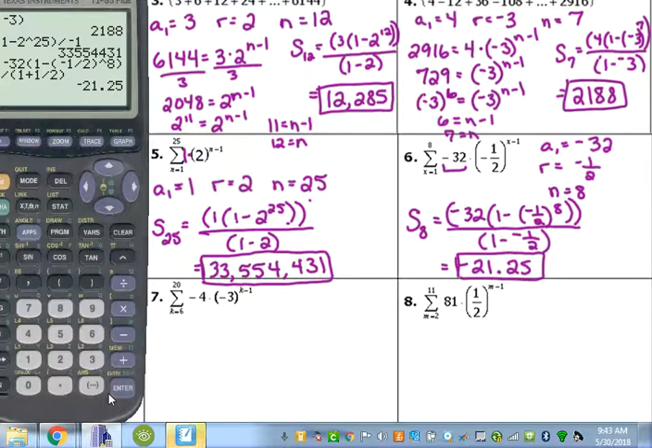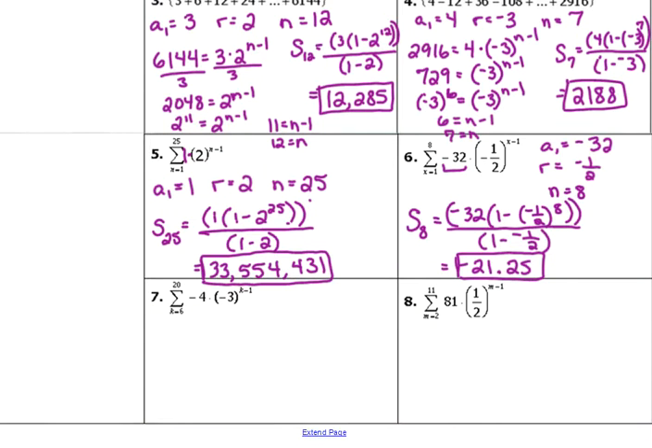Questions so far? Okay. The only difference with 7 and 8 here, notice the indices don't start with 1. They start at a different number. So your n is not going to be 20 for number 7. Your n is going to be 15. A sub 1 is negative 4. R is negative 3. N is 15. You subtract the two numbers and add 1. 20 minus 6 is 14 plus 1 is 15.